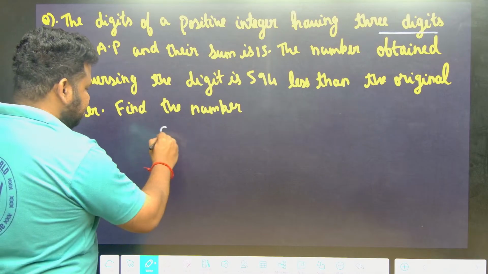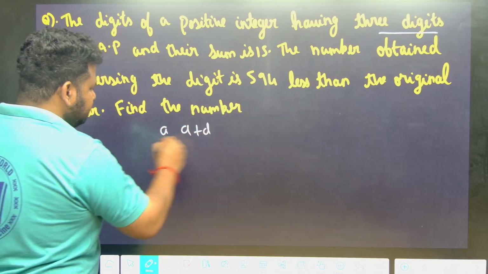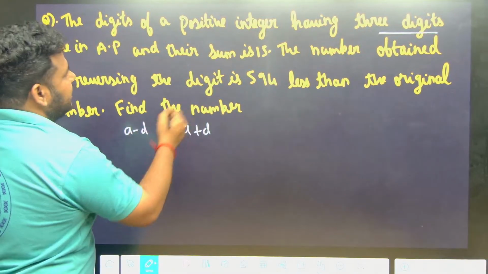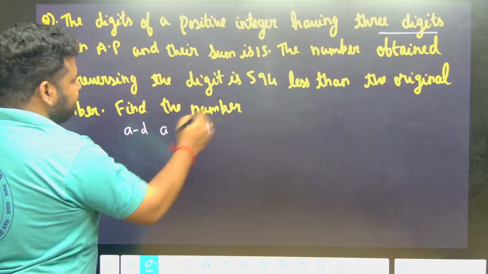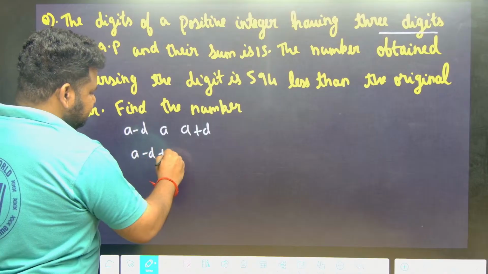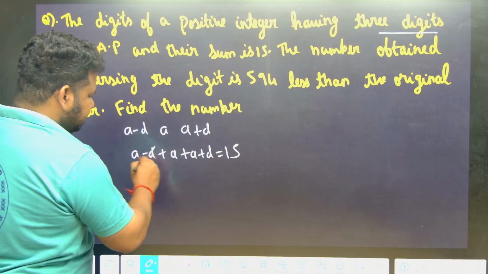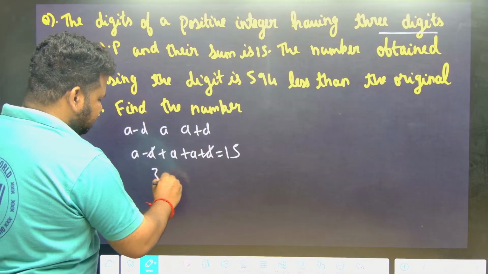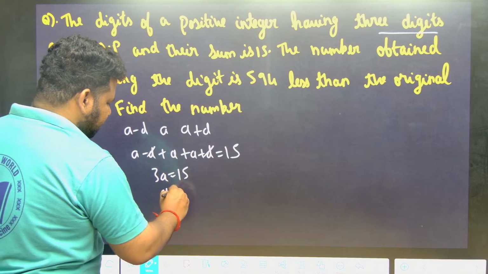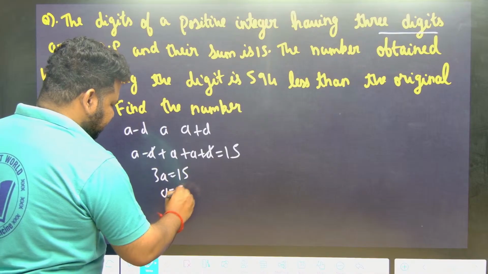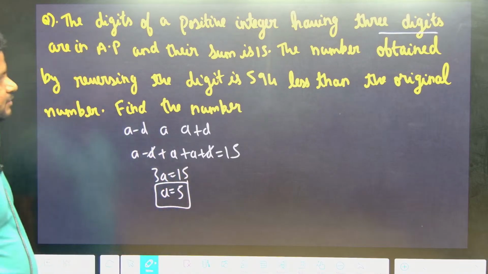Let the digits be a plus d, a, and a minus d. Okay, and the sum of the digits is given to be 15. That is a minus d plus a plus a plus d is equal to 15. So what I can do? Minus d plus d I can cancel. I will have 3a is equal to 15. So a will be equal to 15 by 3, that will be 5. a will be equal to 5. We got it.